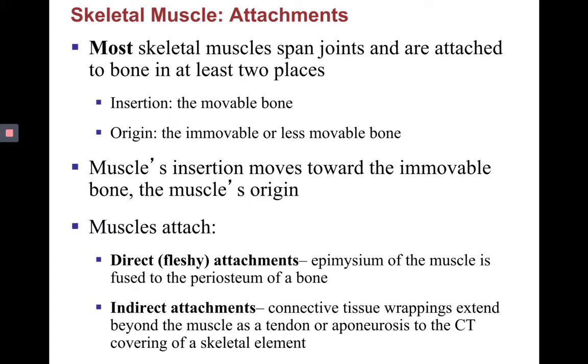Now you're probably more familiar with what a tendon would be, so it's connective tissue at the end of muscles that attaches to bone. An aponeurosis is essentially the same thing, but it's a flat tendon.